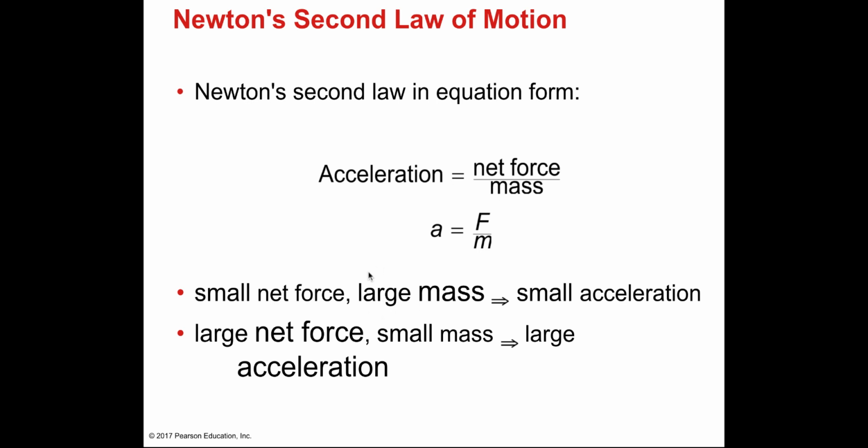But look at mass: large mass, small acceleration. They go in different directions. When the mass is large, the acceleration is going to be small. But if you have a large net force acting on a small mass, it gives you a large acceleration. You see, large force, large acceleration, they go together. That's direct proportionality. But when the mass is small, the acceleration is large. That's inverse proportionality. They go in different directions.